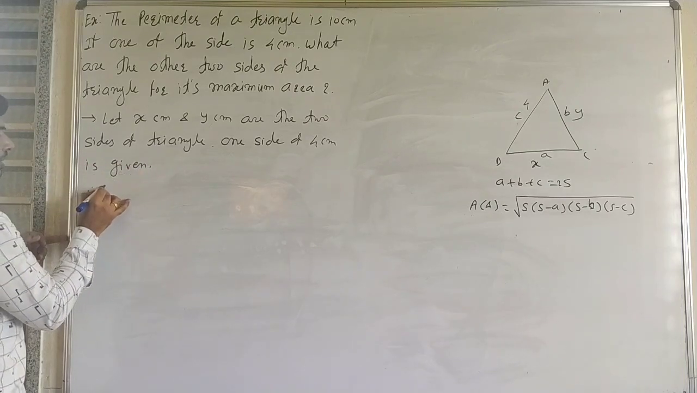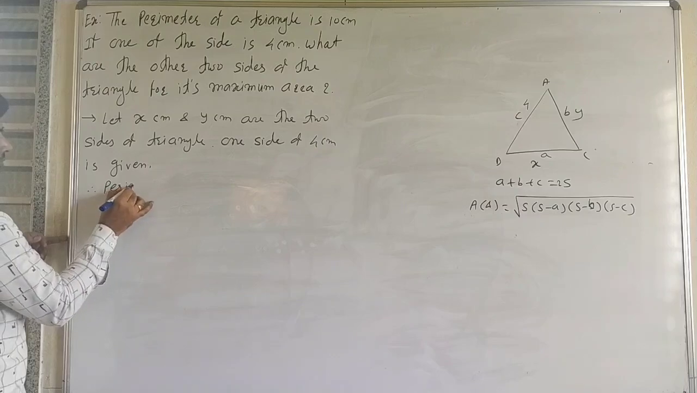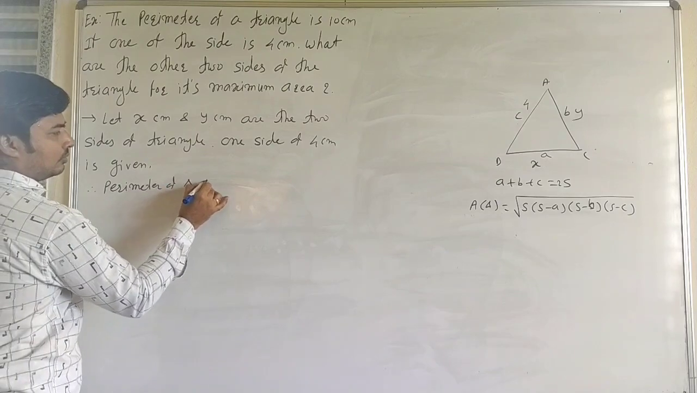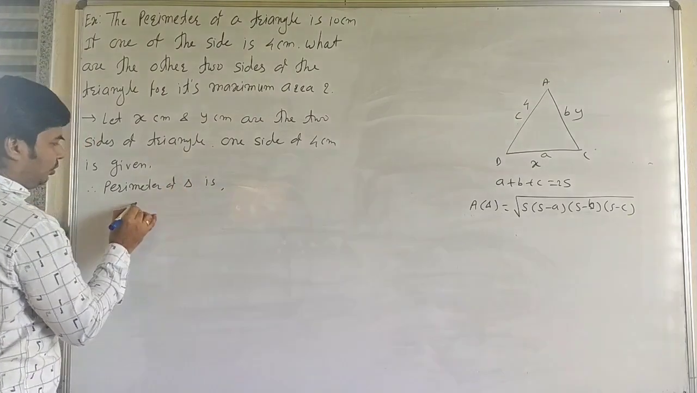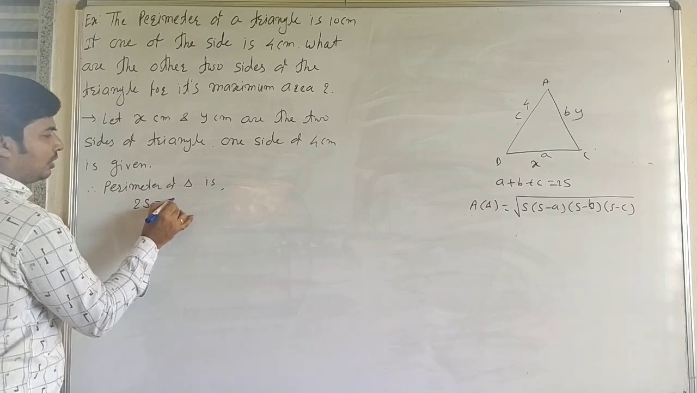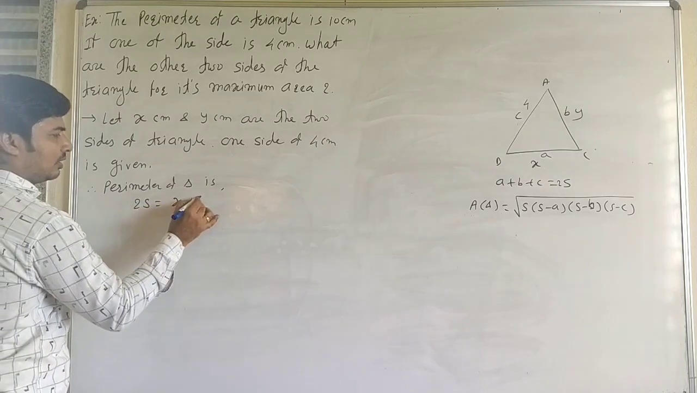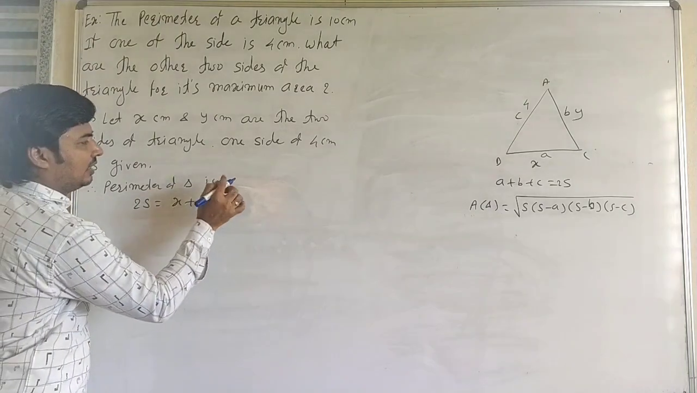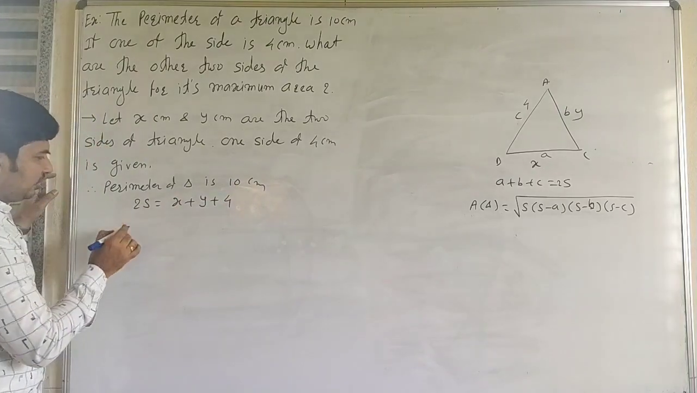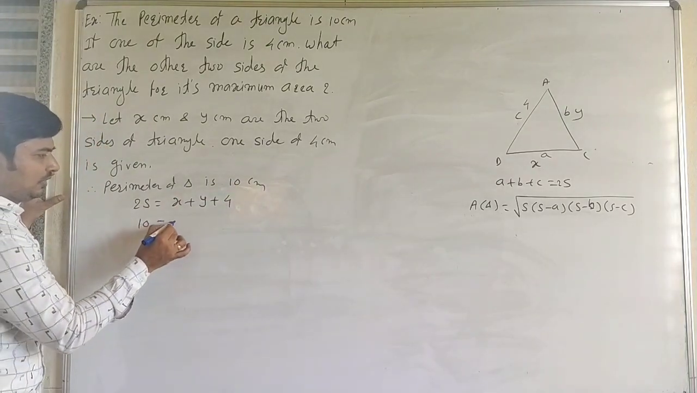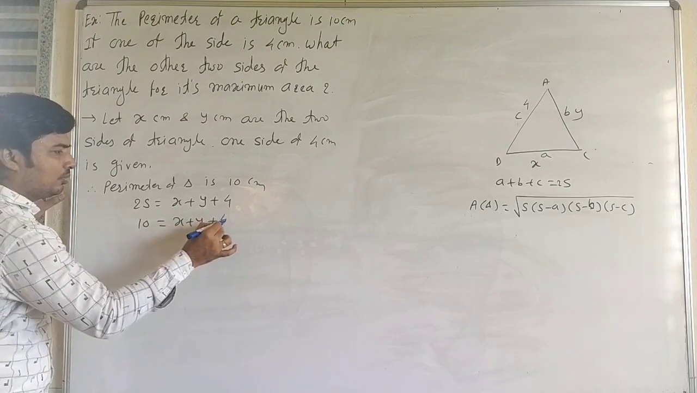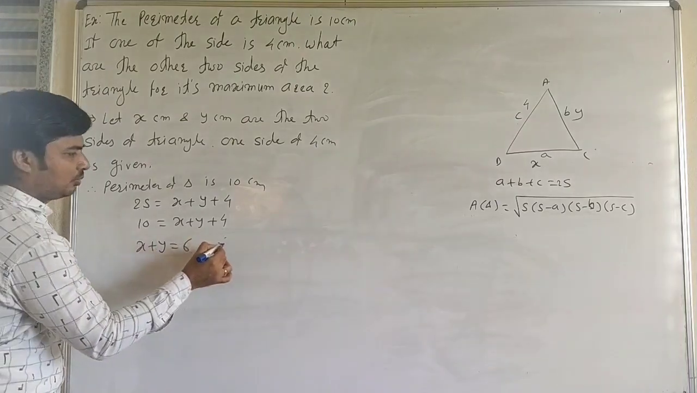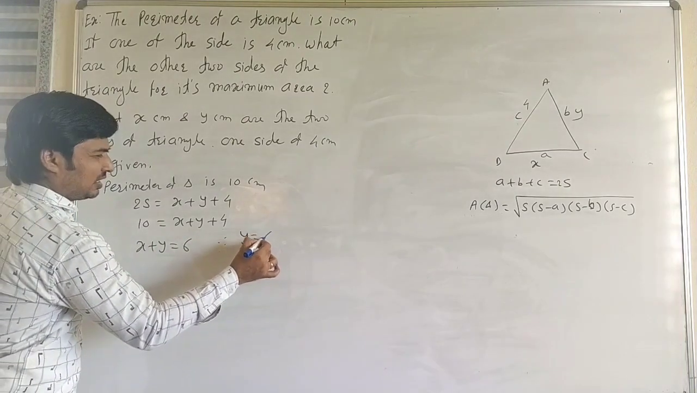Okay, therefore perimeter of the triangle is 2s is equal to x plus y plus 4. Okay, and perimeter of the triangle is 10 centimeter. That is 2s is equal to 10 centimeter, then x plus y plus 4, then x plus y is equal to 6, and therefore y is equal to 6 minus x.